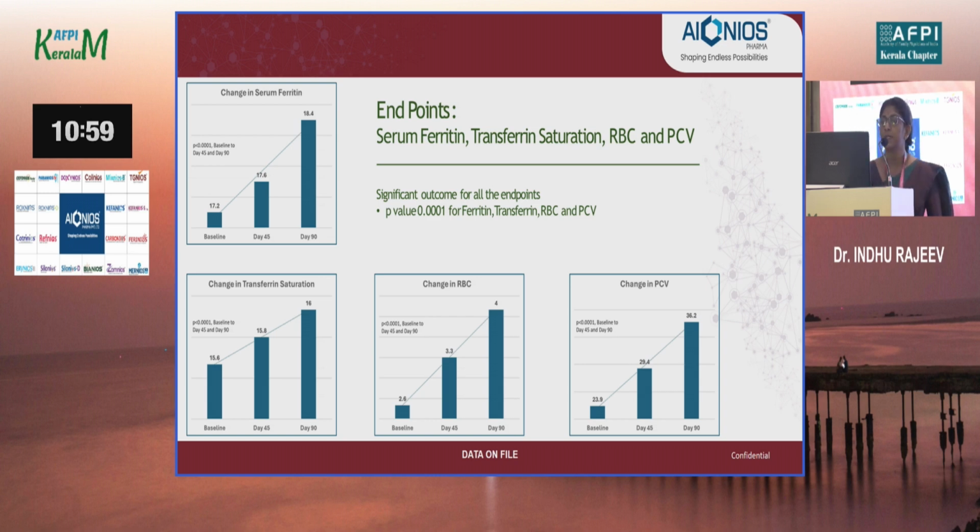And regarding the endpoints for serum ferritin, transferrin saturation, RBC and PCV, again, the change in ferritin baseline from 17.2 to 18.4 on day 90, transferrin saturation 15.6 to 16, RBC levels from 2.6 to 4, PCV from 23.9 to 36.2. So there was a significant outcome for all the endpoints, and the p-value was also significant.